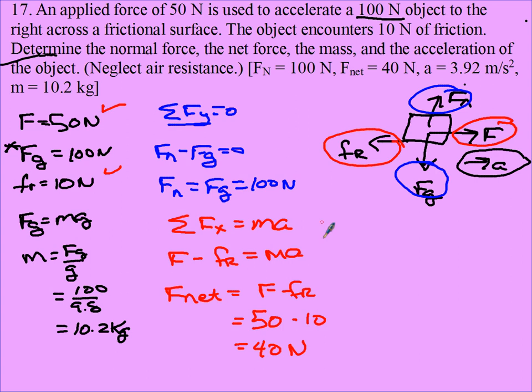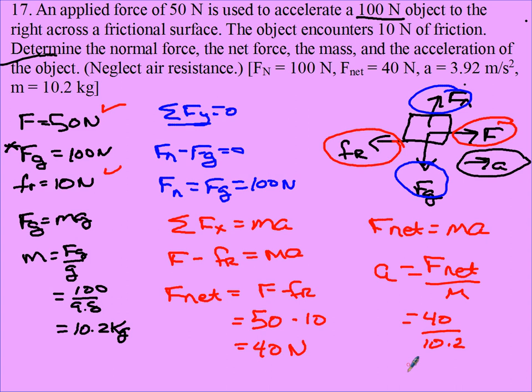To find the acceleration, I come back up and I can say F net equals ma. Since I've already found this value, I don't have to refind it. So the acceleration is F net divided by m. So it's 40 divided by 10.2, or 3.92 meters per second squared. You could have found it from up here and plugged in from up here. That would have been just fine.